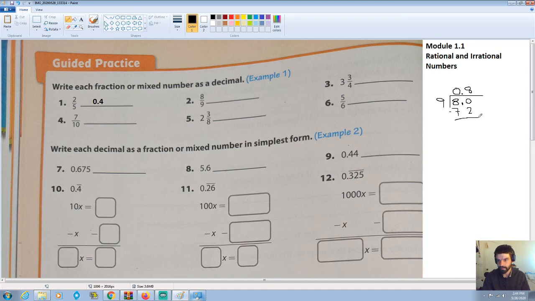We subtract the 2, borrow from the 8. 10 minus 2 is 8. And we'll bring down another 0, and we see right here that we're running into the same number, and that's okay. It's just a very good observation to make and take note of. So 9 is going to go into 80 again 8 times, and that's going to be 72.